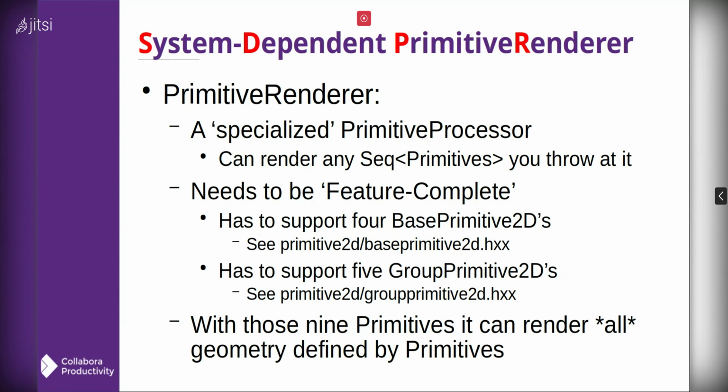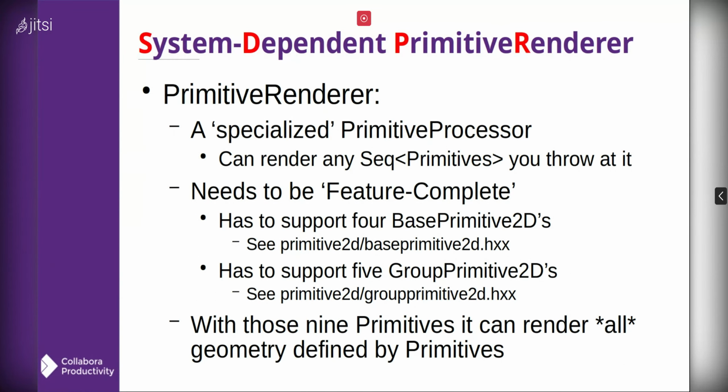So what does primitive renderer mean? The primitive architecture is based on primitives and a primitive processor. A primitive processor is the more general form, and a specialized primitive processor which renders primitives is called a primitive renderer. So it can render any sequence of primitives you throw at it. It needs to be feature complete, and to be that, you need to support 4 base primitives and 5 group primitives. I will talk a little bit more about that. With those 9 primitives, it can render all geometry defined by primitives which you could ever throw at it.